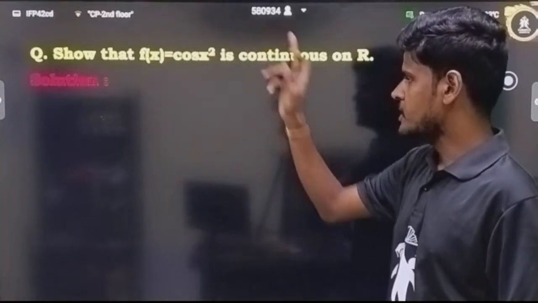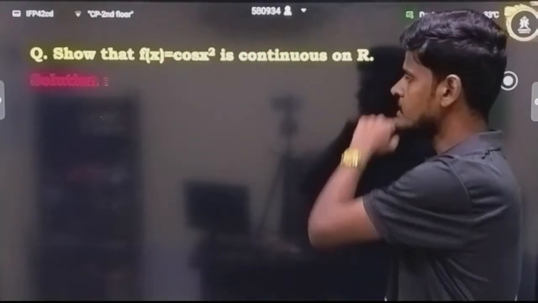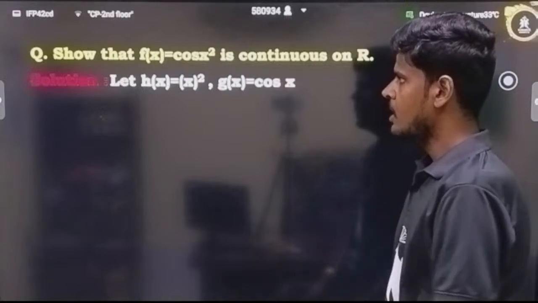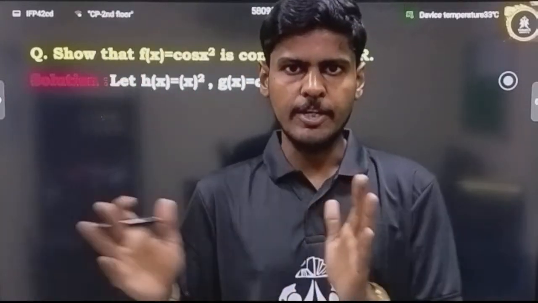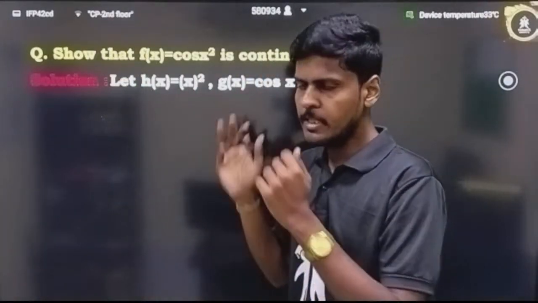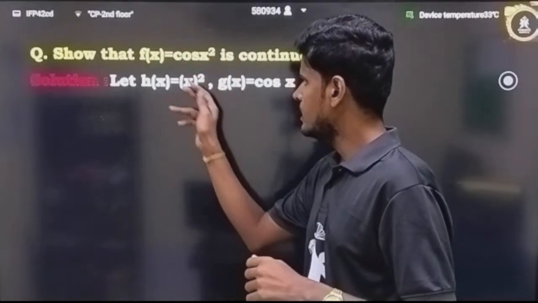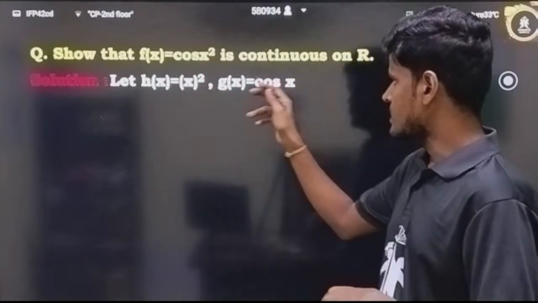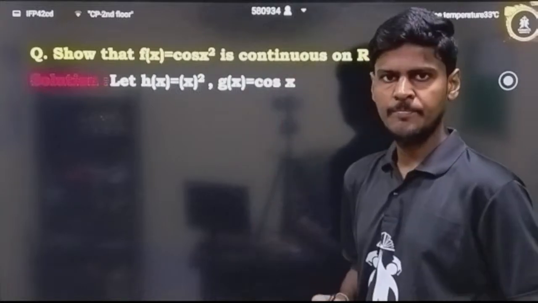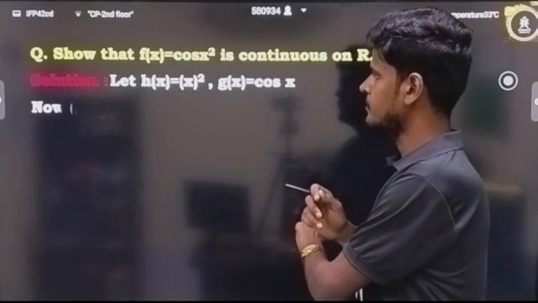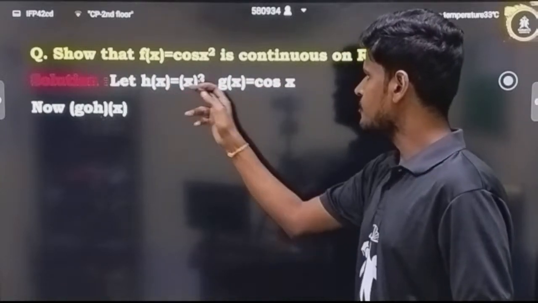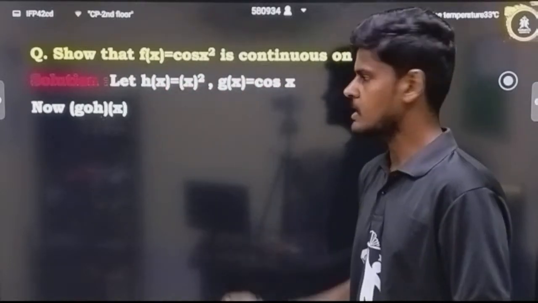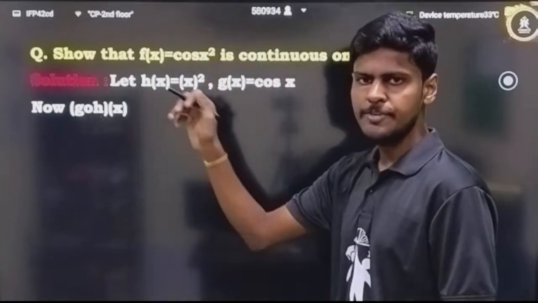Show that f of x equal to cos of x square is continuous on R. Now we can consider the composite property because for cos of x square, we don't know its graph or anything. So what we can do is take one function as h of x equal to x square and g of x equal to cos x. Then what will be g of h? In place of x we are going to substitute h, that is x square. So this will be cos of x square.